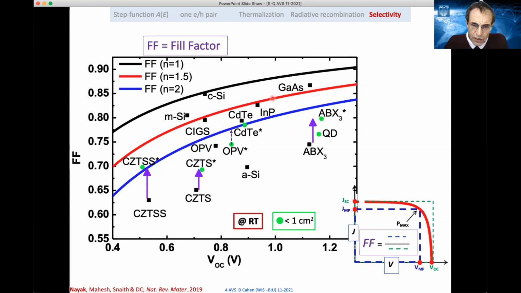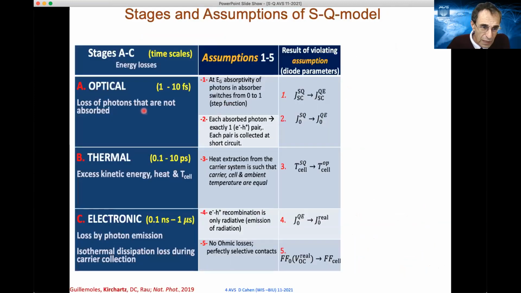So you want here to get as close as possible to an ideal diode. And this has a lot to do with the selectivity of your contacts, where otherwise you will lose, in electrical engineering terms, to shunt. We can now summarize, looking at the assumptions that we already talked about and the stages in terms of time scales of energy losses. Optically, loss of photons that are absorbed; thermal, that's the thermalization, excess kinetic energy, and also the cell temperature; and electronic, which can be lost by photon emission or during carrier collection.